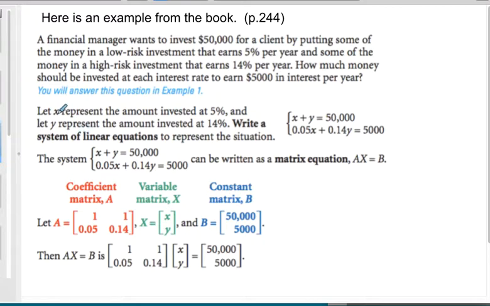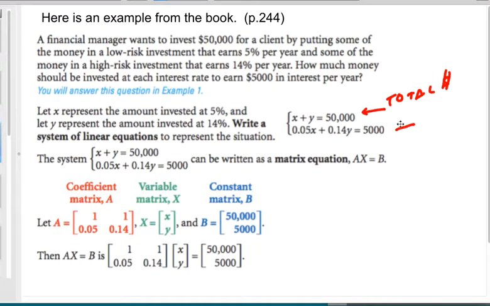So we're going to make X the amount in the safe account, the low-risk account, and Y the amount in the high-risk account. We're going to write a system of linear equations. We know the total amount of money that the person has to put in is $50,000. That's the total cash. So X plus Y, where X is in the low-risk account and Y is in the high-risk account. You're going to invest all of it. That's $50,000. By the way, wouldn't it be nice to have $50,000 to invest?